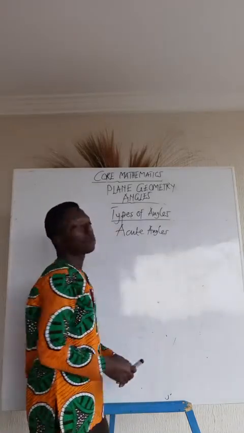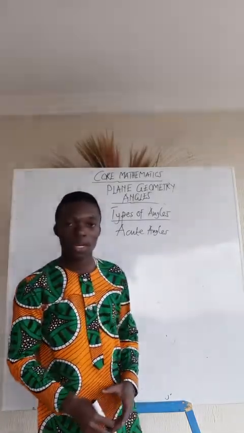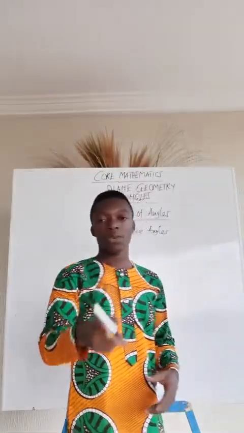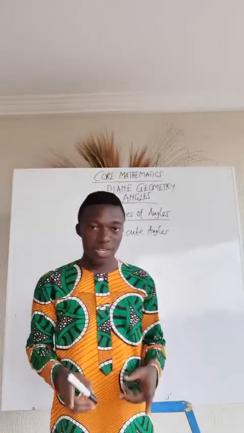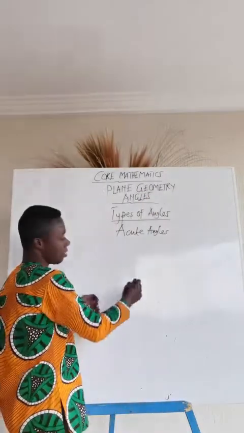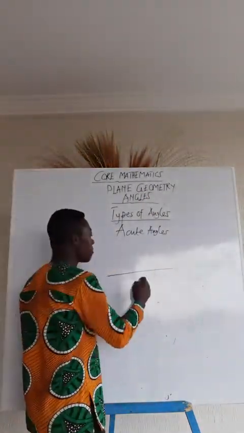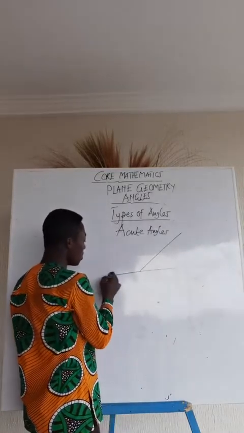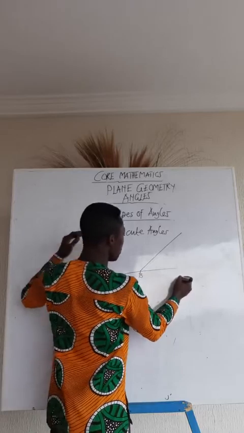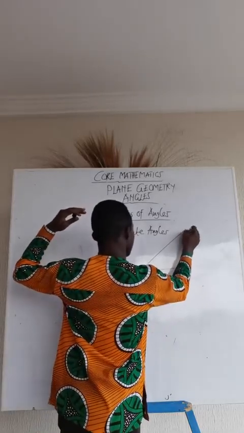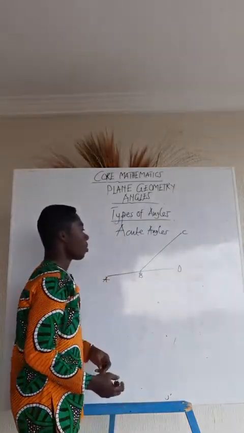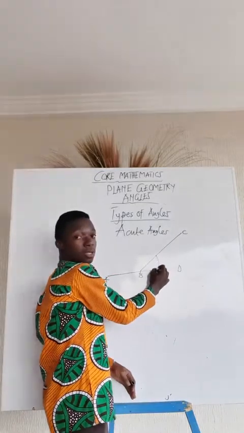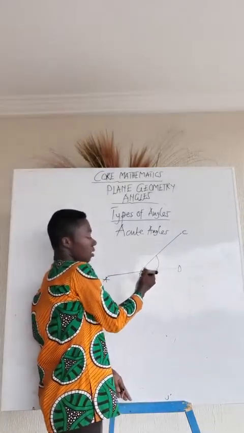So what are acute angles? We are saying that acute angles are those angles that are greater than 0 degrees but less than 90 degrees. If I have this illustration, let's say I have one line B drawn. Here is A, here is B, and here is C. Let me have this one to be D here. The angle formed at this area is what we mean by an acute angle.